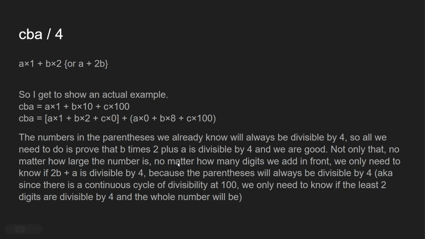Not only that, no matter how large the number is, no matter how many digits we add in front, we only need to know the final two digits. All we need to do is know if A times 1 plus B times 2 is divisible by 4, because any number after that doesn't matter, because the power of 10 past 100 is also always going to be divisible by 4. So yeah, since there is a continuous cycle of divisibility at 100, we only need to know if the last two digits are divisible by 4, and the whole number will be. So that's basically what I said.